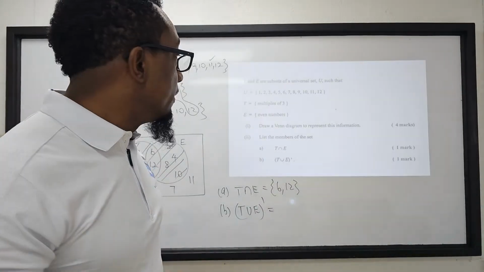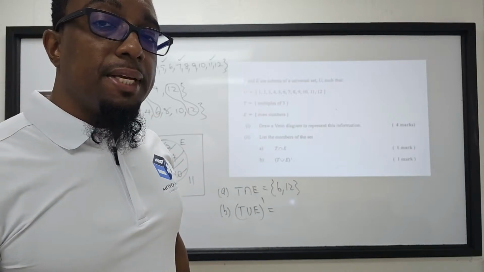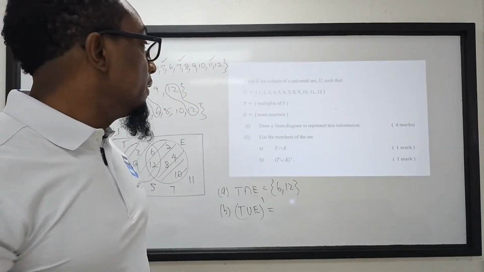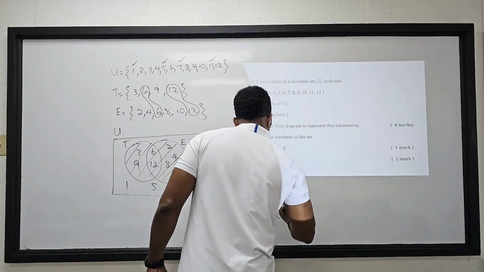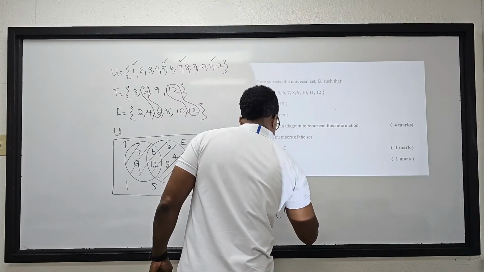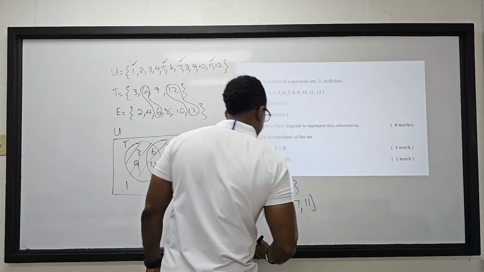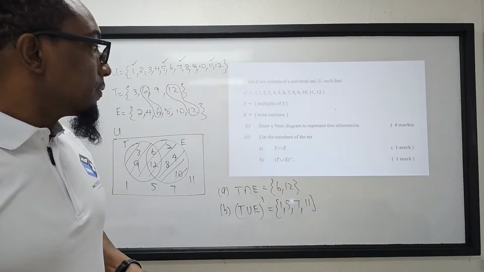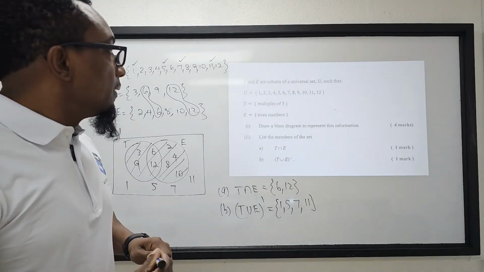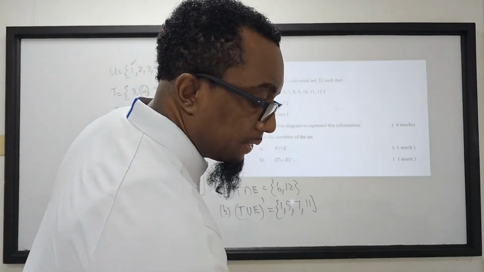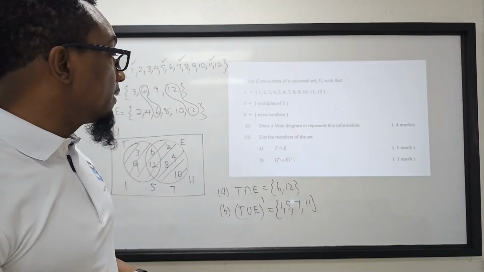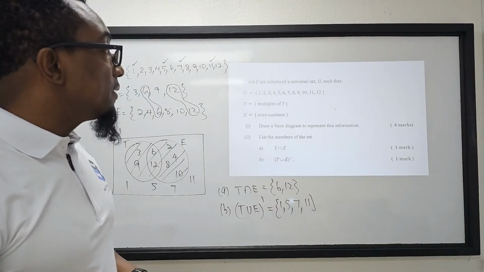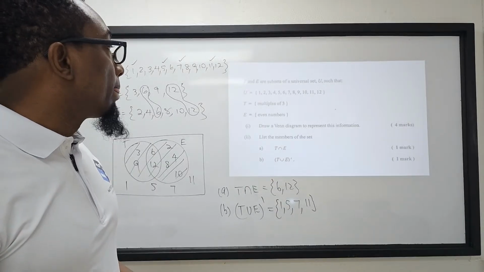That's T union E. So the complement will be those elements that are not in T union E, which will be elements outside, and that will be 1, 5, 7, and 11. So making sure we're clear, easy questions. You see that in your CSEC exam, and also you'll see sets in the multiple choice. Ensure that we can answer these questions comfortably.